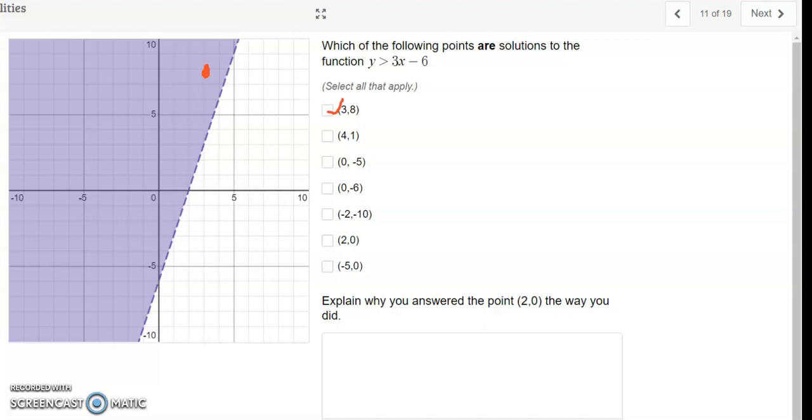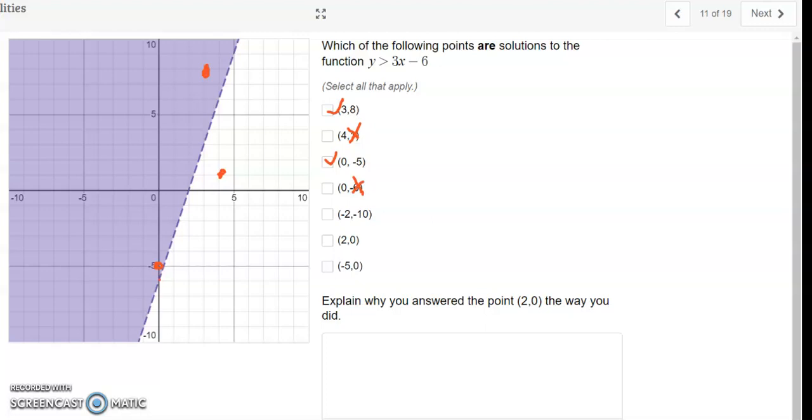And then I have 4, 1. So 1, 2, 3, 4, 1 right here. That's not going to be a solution because it's not within the shaded region. And then I have 0, negative 5, so that's down here, and it's not on the dotted line, it's just before it, so that is going to be a solution. And then I have 0, negative 6. 0, negative 6 is going to be on the dotted line, so that's not going to be a solution.